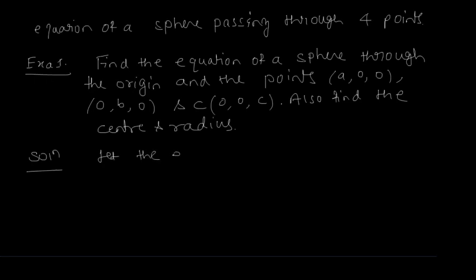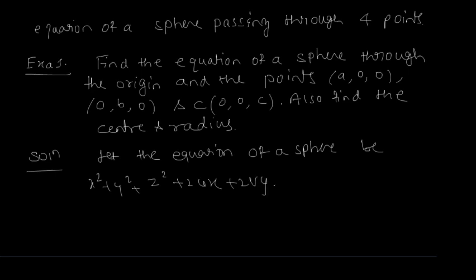Now let the equation of a sphere be x square plus y square plus z square plus 2ux plus 2vy plus 2wz plus d is equal to 0. Now call this equation 1. Okay, so now as this equation of a sphere passes through these points, the origin, A(a, 0, 0), B(0, b, 0), C(0, 0, c), right?